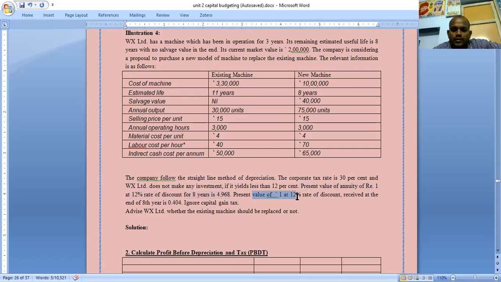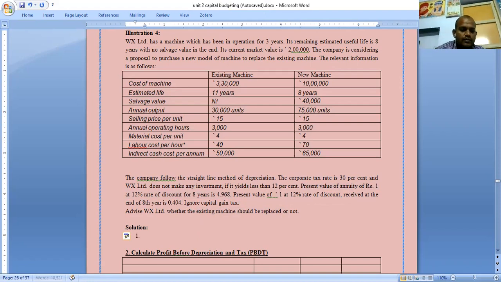Present value of 1 rupee, at 12% rate of discount, received at the end of the 8th year. So even for the 8th year it is given that we have salvage value. We have to convert this salvage value into present value by using this 0.404. Ignore the capital gain tax. Advise Devlex Limited whether the existing machine should be replaced or not.